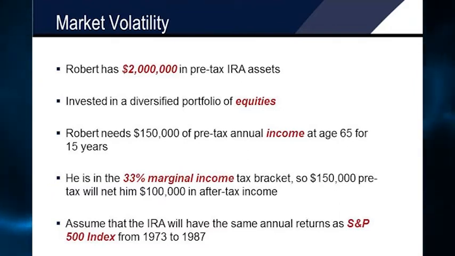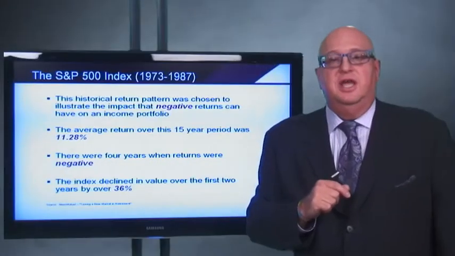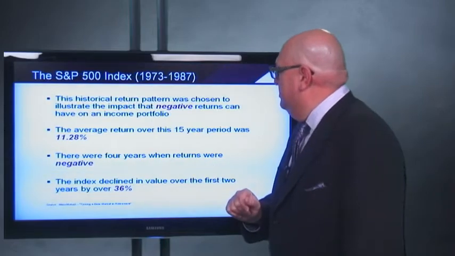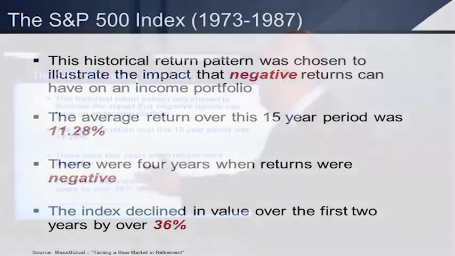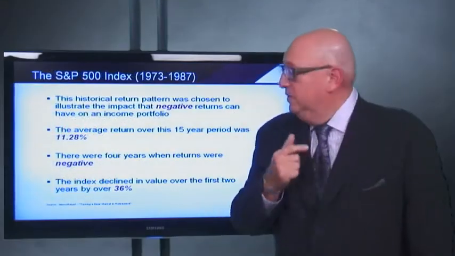Now, we're going to assume that the IRA will have the same annual returns as the S&P did from 1973 to 1987. Now, during that period of time, there were some negative returns that were early, and the portfolio averaged during that 15 years 11.28%. There was, however, 4 negative years in the early part of the 15 years that we're modeling here. The index declined in value over the first 2 years by 36%.